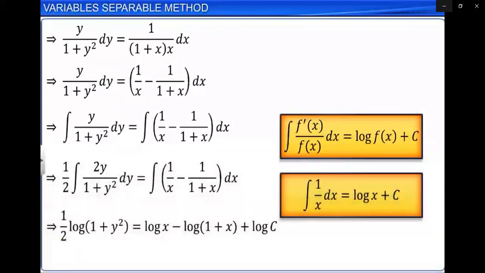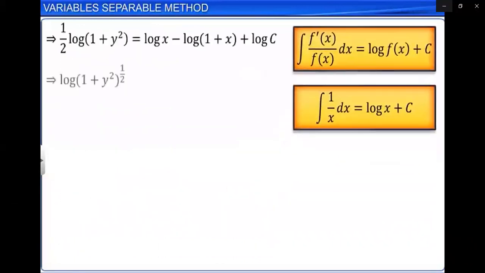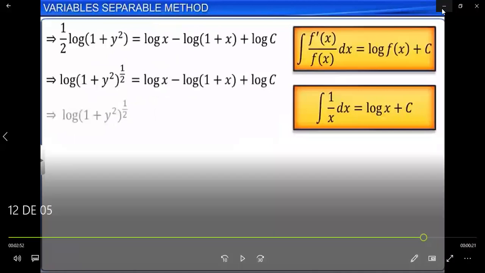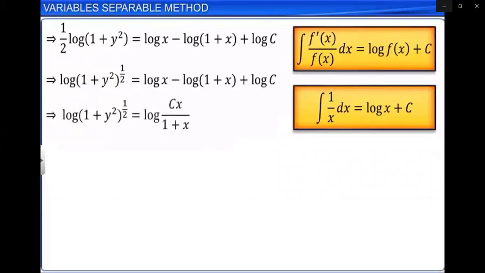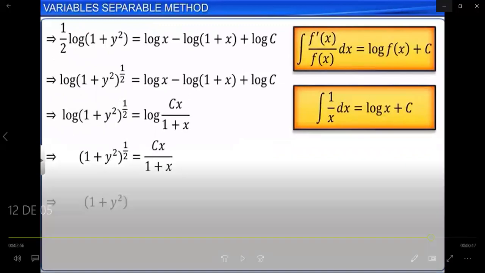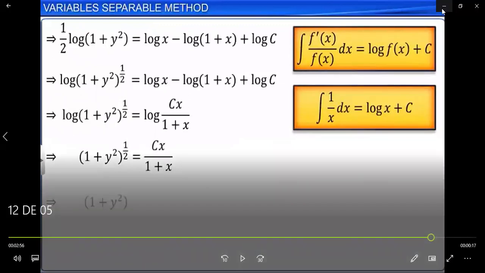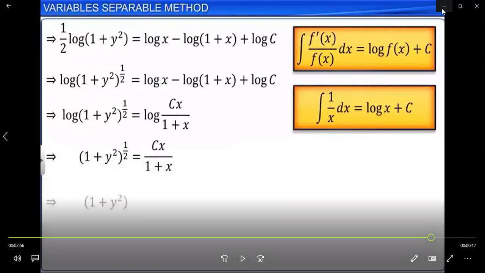So in further simplification, by applying these formulas, you will get this equation. And further, we can use log identities. For example, log m to the power n is n log m. And similarly, we can use various log properties over here. For example, log m minus log n is equals to log m by n, that we are using over here. That is log of cx upon 1 upon x. And on the left hand side also we are using it.